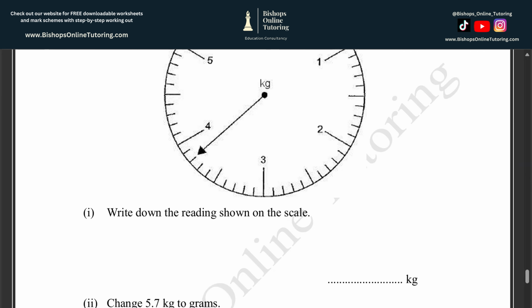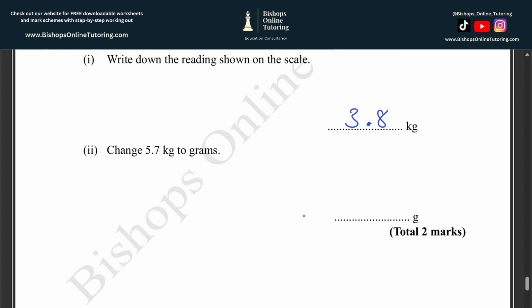Write down the reading shown on the scale. Well, we've got 3 over here, 4 over here. This line is longer, so that's going to be our midpoint. So that'll be 3.5. Now, this is clearly going up in 0.1s. So let's count up from 3.5. 3.6, 3.7, 3.8.